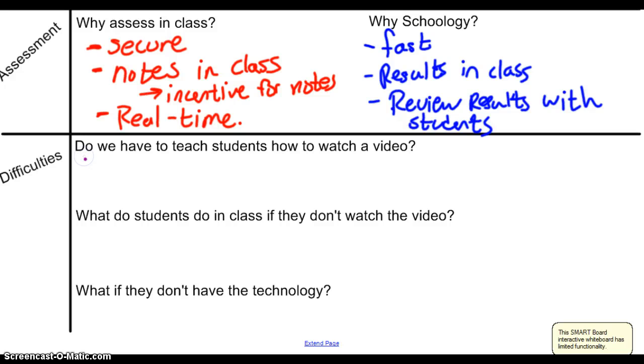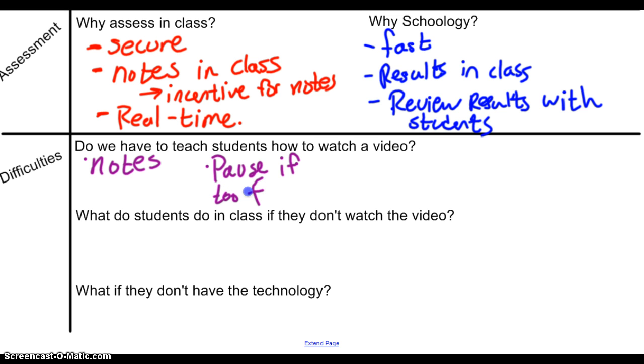So I tell my kids to do these 4 things. I have them take notes. I have them take notes of what I'm saying, what I'm writing, and what they see. I have them pause if it's too fast. Okay? So don't just let it keep going. Pause if it's too fast.